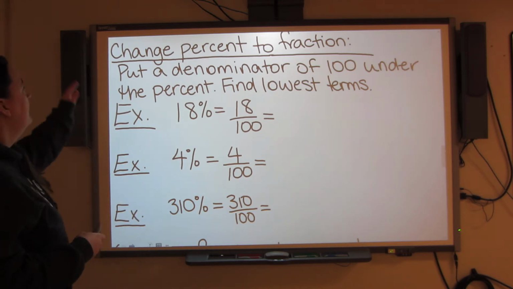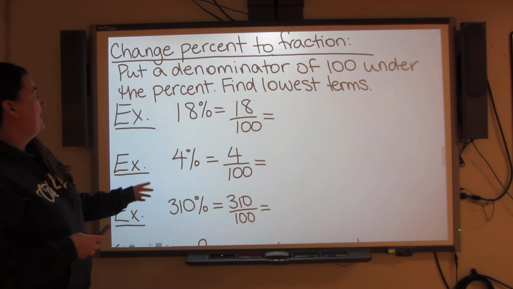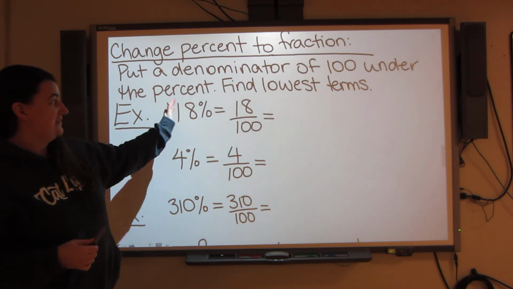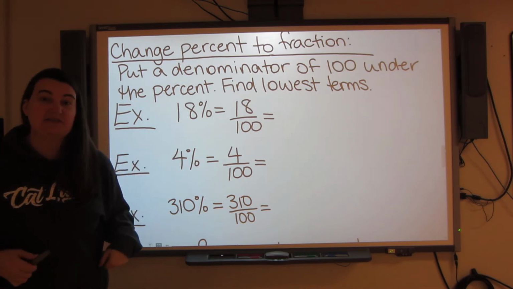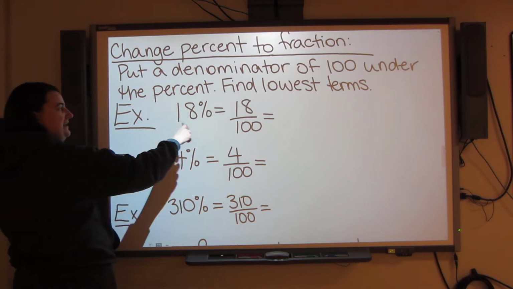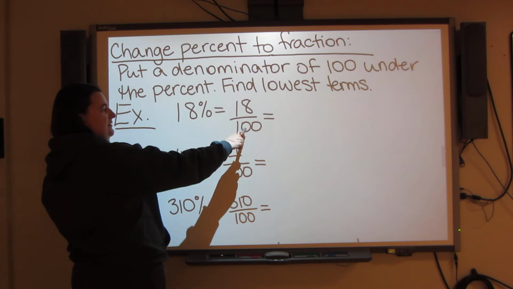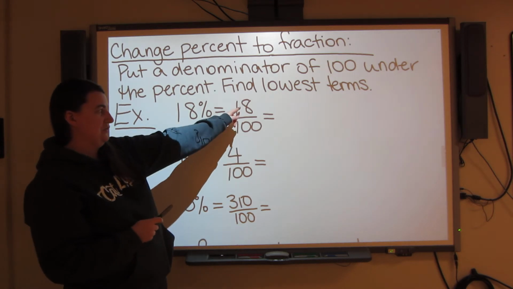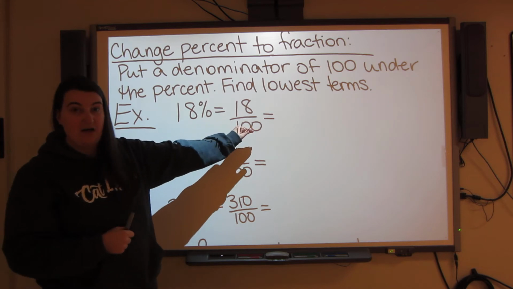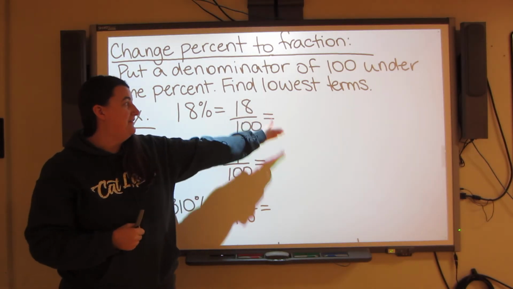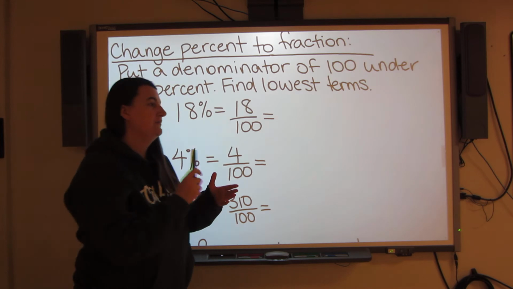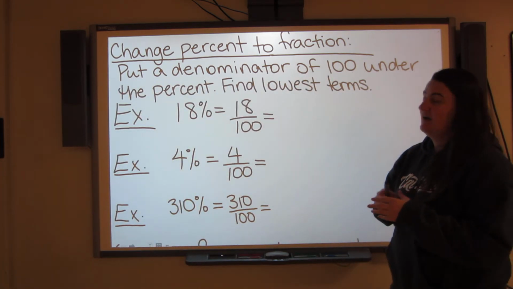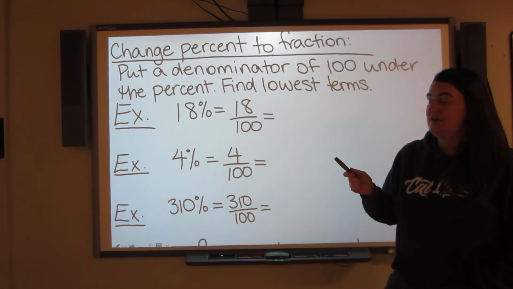So, when you're changing a percent to a fraction, you put a denominator of 100 under the percent, and then you find lowest terms. So, here's my percent. I stick a denominator of 100 underneath those numbers. They become my new numerator. My denominator is always going to be 100. And then I find lowest terms. So I know all the things that I can divide into 100. I've gone over those math facts a bunch of times.